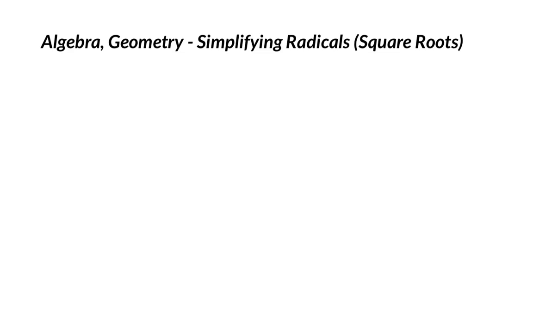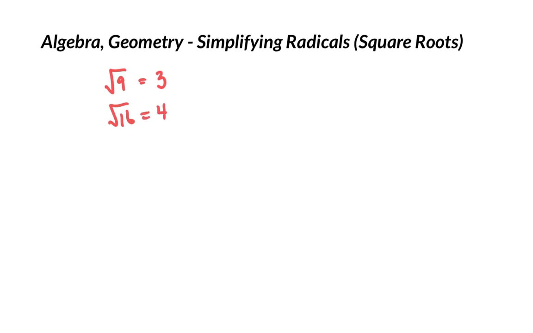Let's talk about simplifying radicals or simplifying square roots. This is kind of an older skill that we used a lot when calculators were not so abundant and so easy. But let me explain what I mean. Something like the square root of 9, well, that's just 3, because 3 times 3 is 9. The square root of 16, well, that's 4, because 4 times 4 is 16.